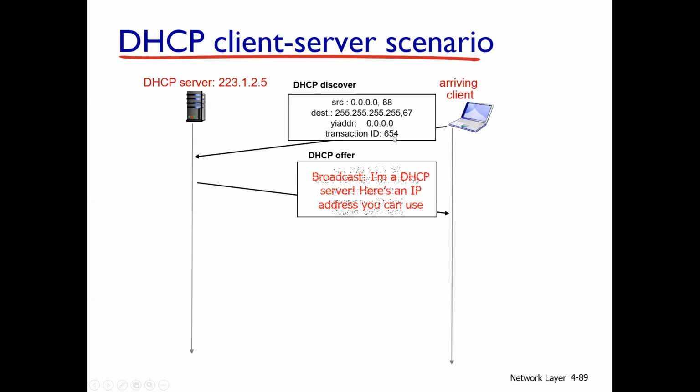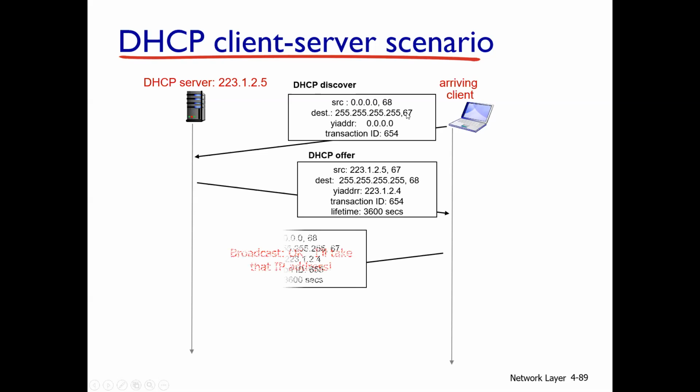And when the server responds, of course it responds with the same transaction ID, so that the client knows that the offer it's receiving corresponds to the same discover request that it had sent out. In this case notice that the server's IP is 223.1.2.5. So the source over here is 223.1.2.5 and the port number is 67, which is the port on which the request was originally sent. This is the address that it says is available, the address that you could potentially use.